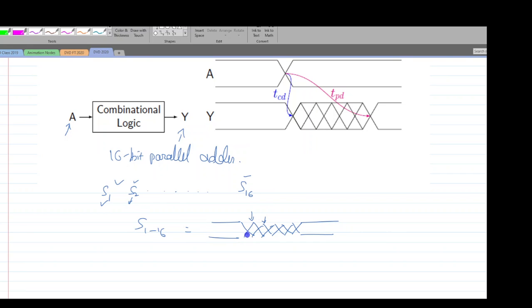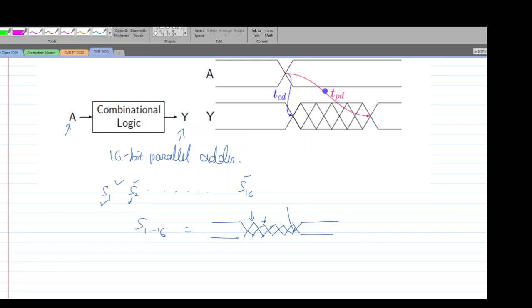Okay, now we call the delay where the S1 output has been reflected a contamination delay, whereas the propagation delay is evaluated when all of the outputs are stabilized and finally got their output here. Okay, so we call this particular delay the propagation delay.